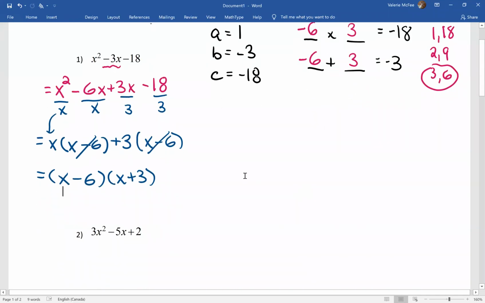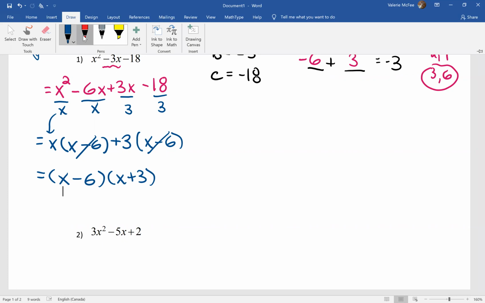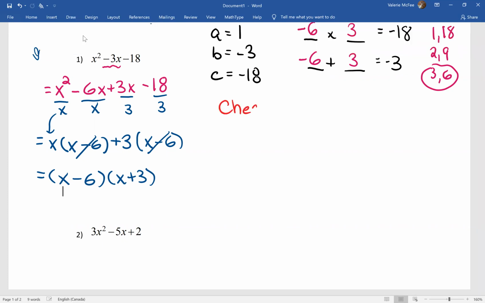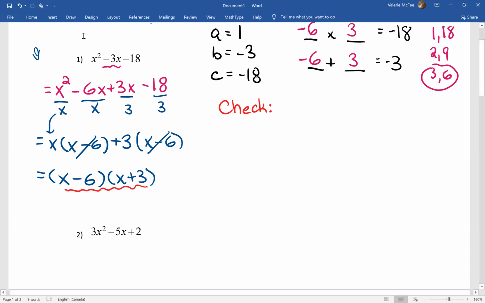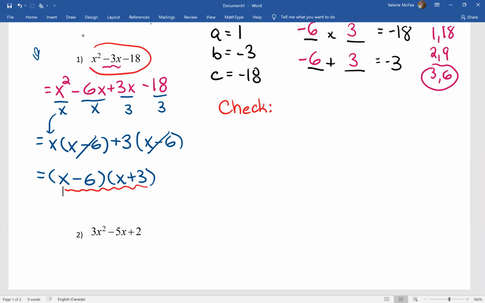Let's check our factorization for question 1. I'm not going to do this for every question. It will just take too long, but we can check this one. If you are going to check on your test or your final exam, make sure you tell me that you're checking. Remember, we're going to multiply this out to ensure that it gives us the trinomial we started with. So we have x times the second bracket minus 6 times the second bracket.